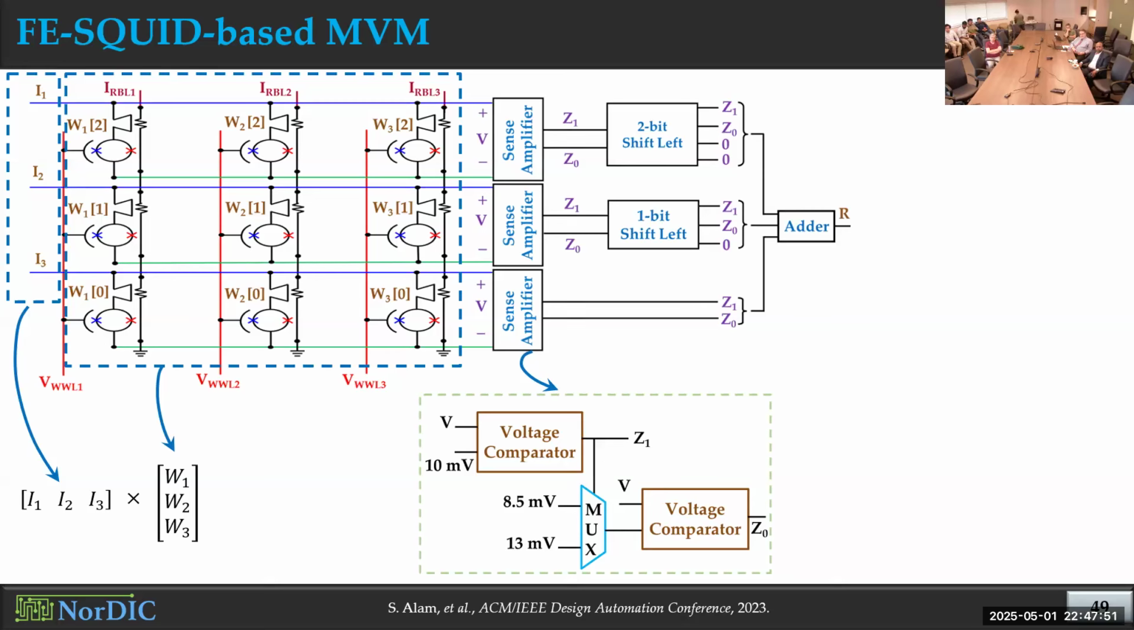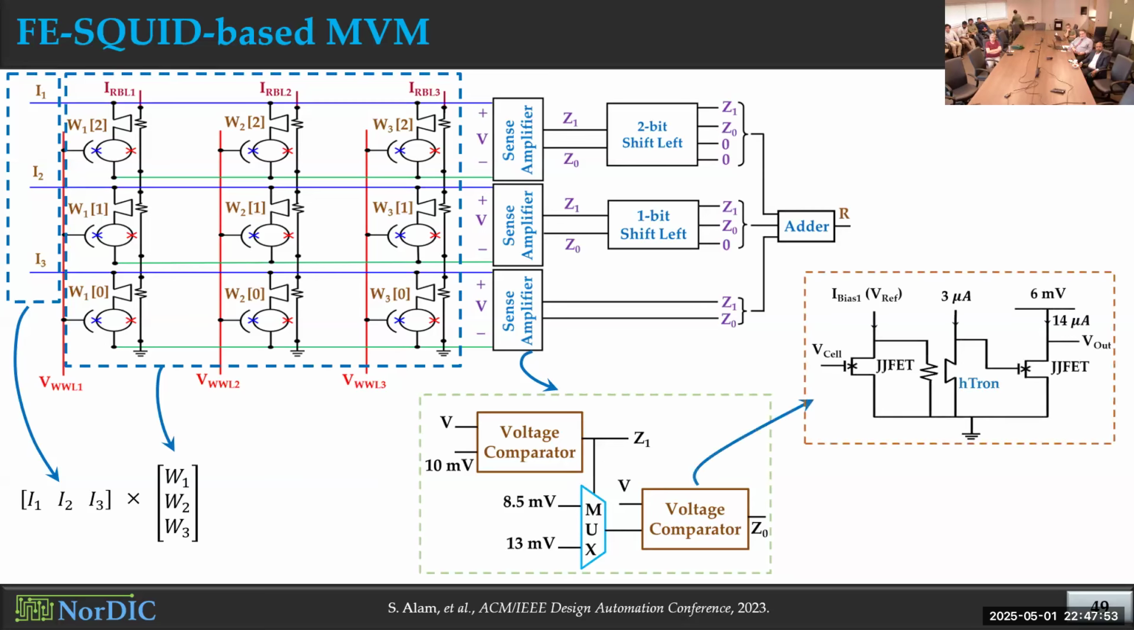So we use this custom sense amplifier with two voltage comparators and a multiplexer, and we also designed the Josephson junction FET-based superconducting voltage comparator, which can be used here, and that also is compatible with the voltage levels that we get from this memory array. And with this peripheral circuitry, we could actually get the matrix vector multiplication result from this memory system.